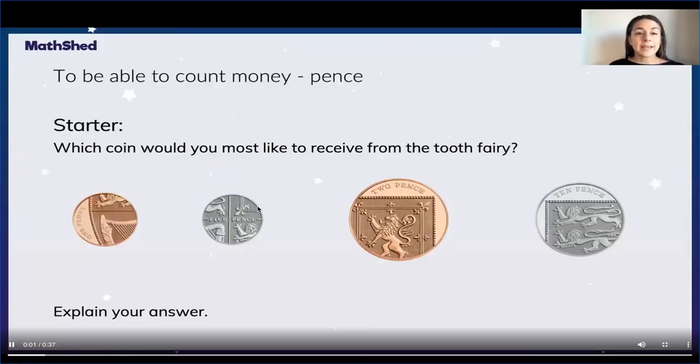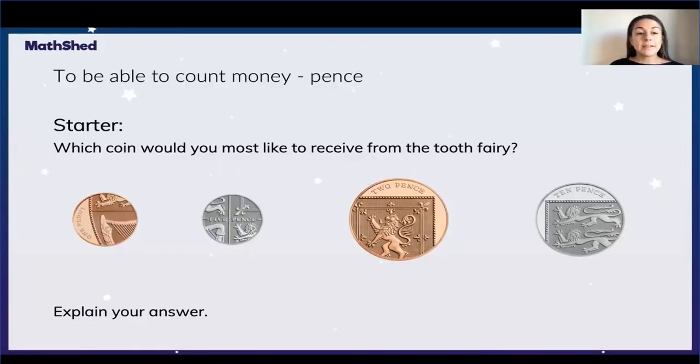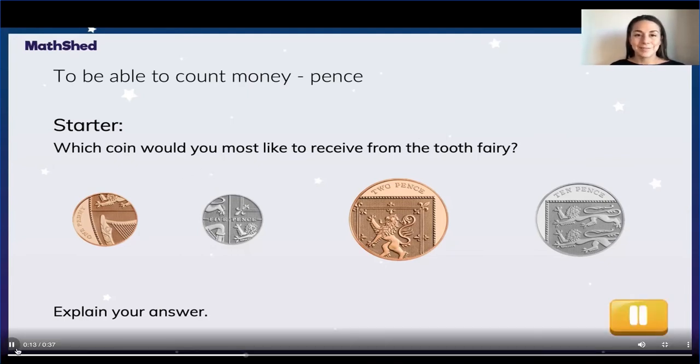Today we're going to learn how to count money in pence. For this starter, which coin would you most like to receive from the Tooth Fairy? Pause here to explain your answer. Maybe have a chat to the person sitting next to you.